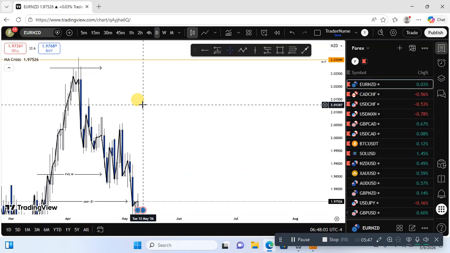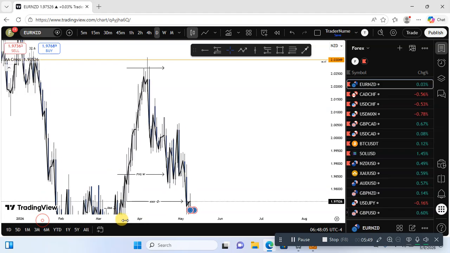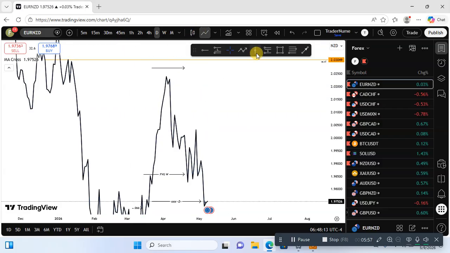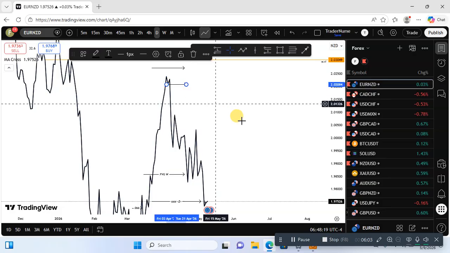We move to daily, and what do we see on the daily? We saw a breakout. If I only do the line chart, you see that daily broke out of this place. This is a daily break, right?